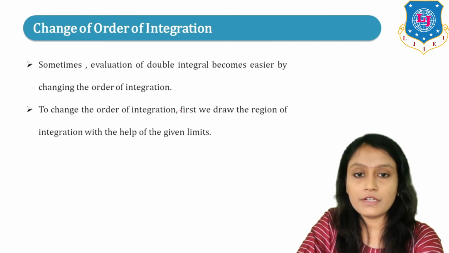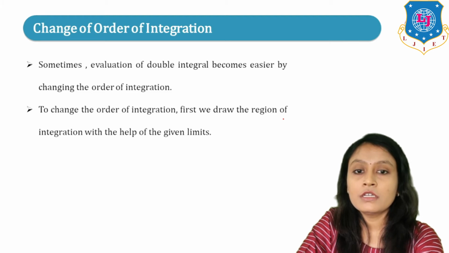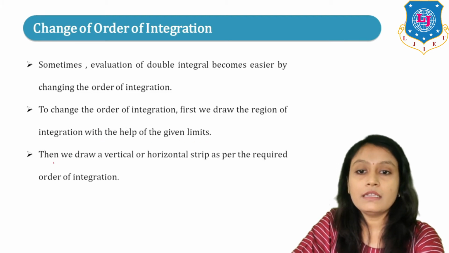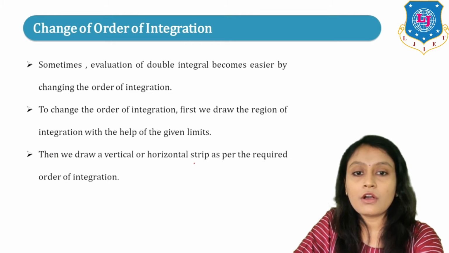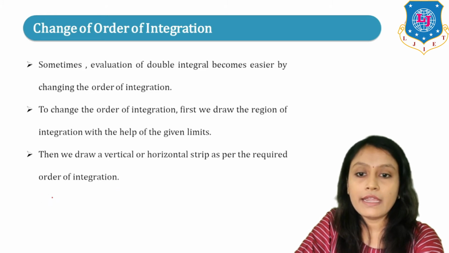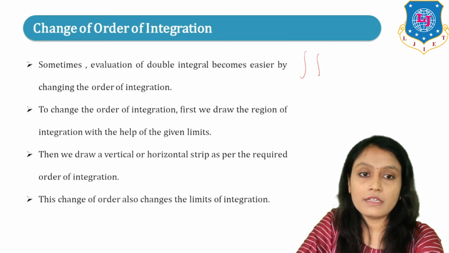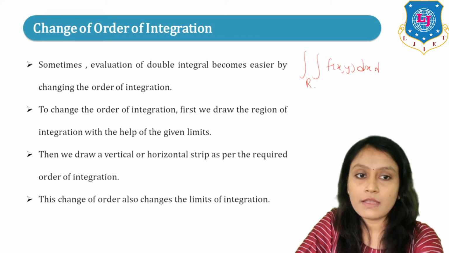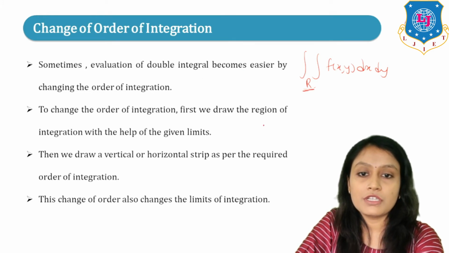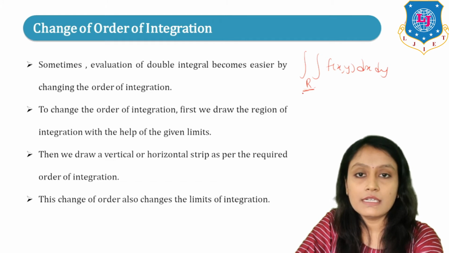To change the order of integration, first we have to draw the region of integration with the help of the given limits. Then we draw a vertical or a horizontal strip as per the required order of integration, and this change of order also changes the limits of integration. For example, here we have given the integration over a region R f(x, y) dx dy. Firstly we have to draw this region R with the help of these given limits.